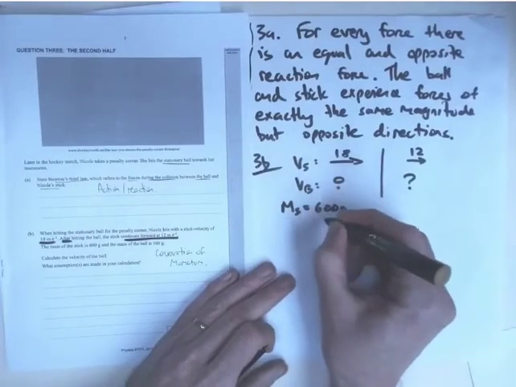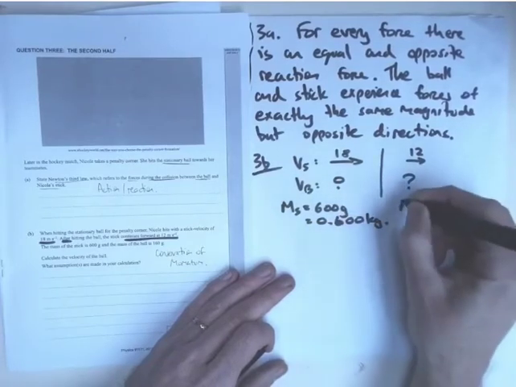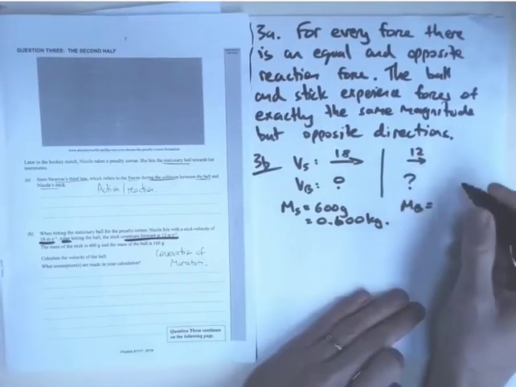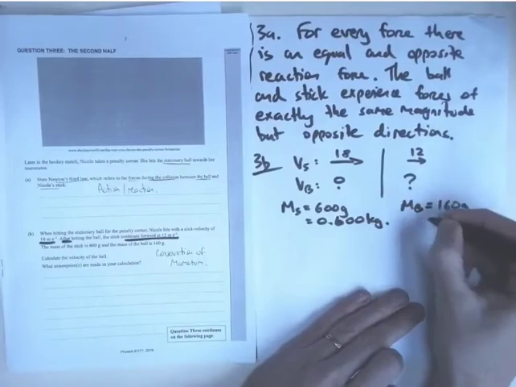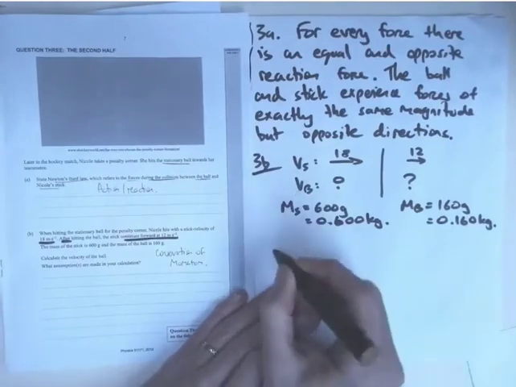What about masses? So the mass of the stick is given as 600 grams. Again, we need to convert that to SI units, so 0.600 kilograms, and the mass of the ball is 160 grams, which we convert to 0.160 kilograms.